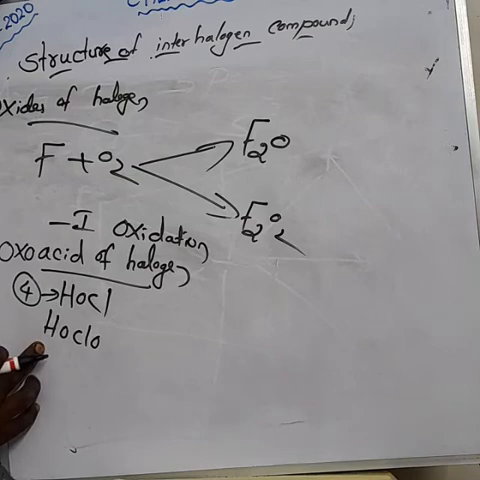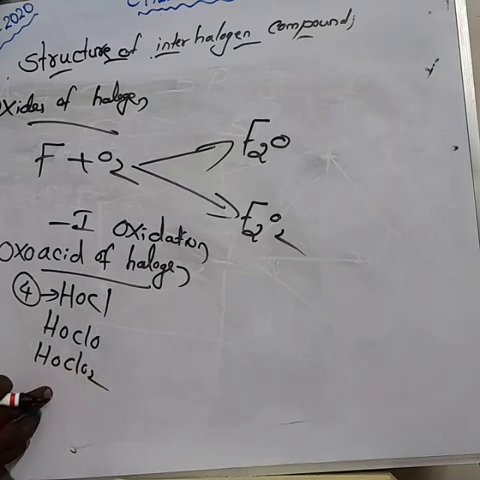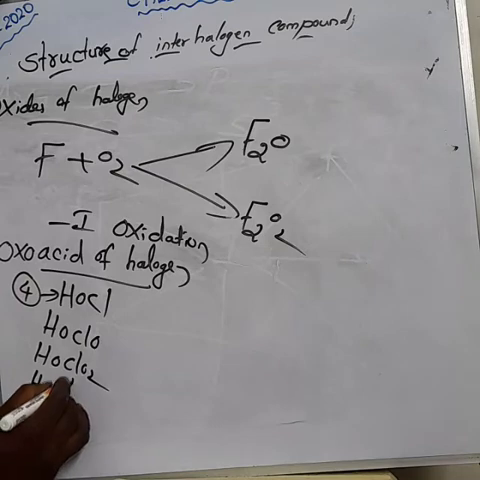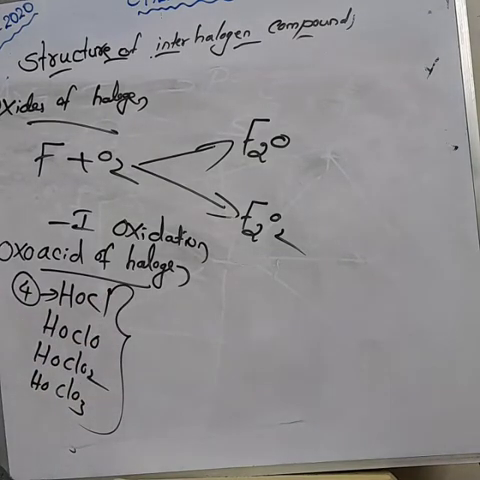Next one is chloric acid, HOClO2. Next one is perchloric acid, HOClO3. These are the 4 types of oxoacids of halogen. Here we should study the one-word question about the oxidizing power. How can we find out the oxidizing power of these oxoacids of halogen? If the number of oxygens is increasing, the oxidizing power is decreasing.